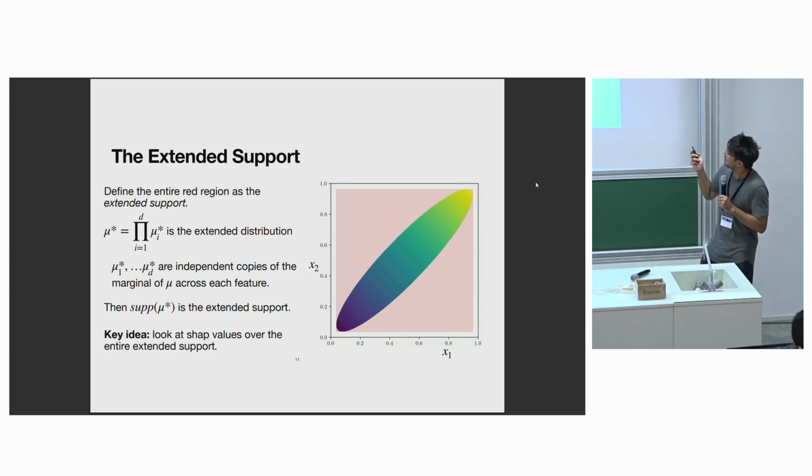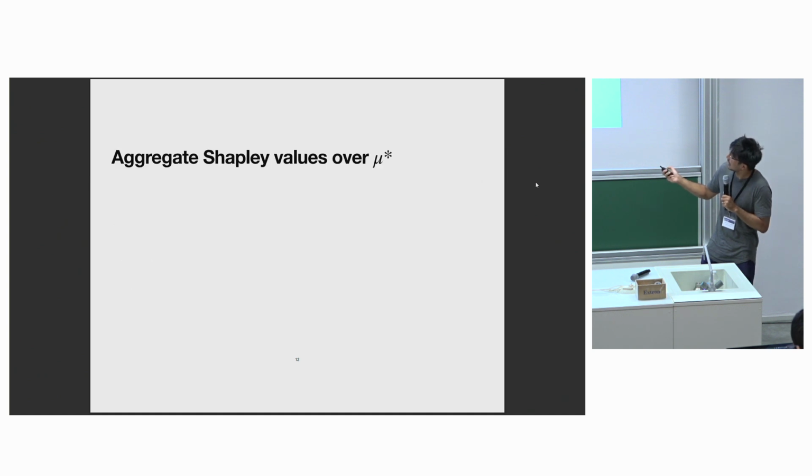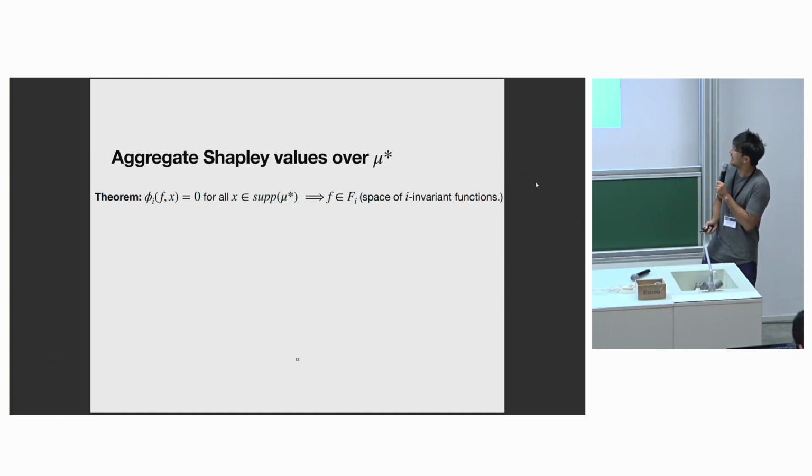So I'll give our main results now. The first thing we did was check, when you aggregate these SHAP values over the extended support, whether we actually get soundness. And the answer is yes, meaning that if you have a SHAP value for a feature i of exactly 0 for everything across this extended support, then you are provably i-invariant.